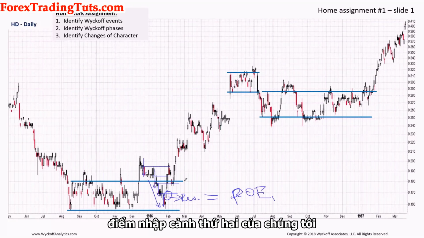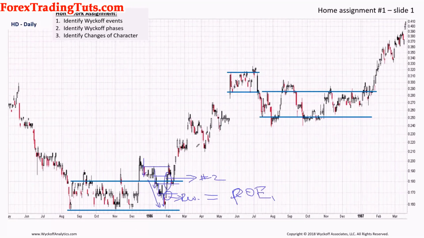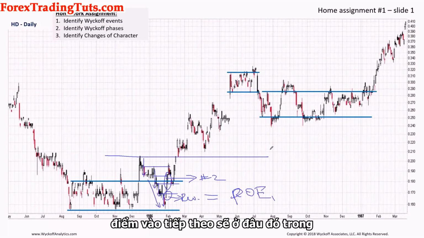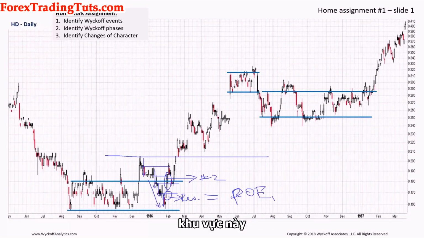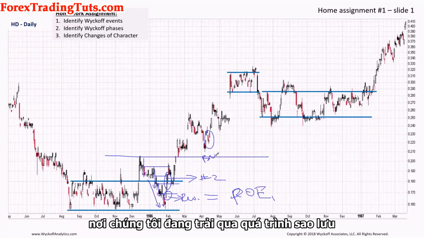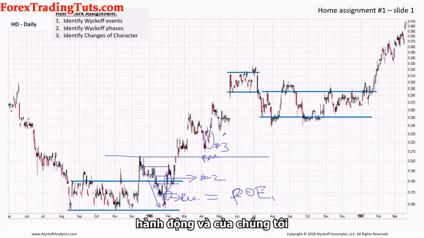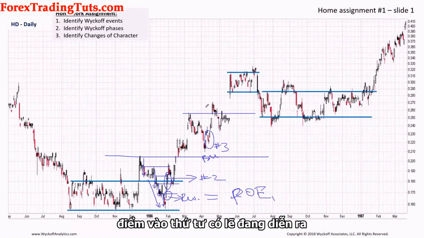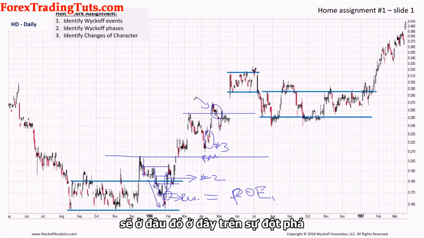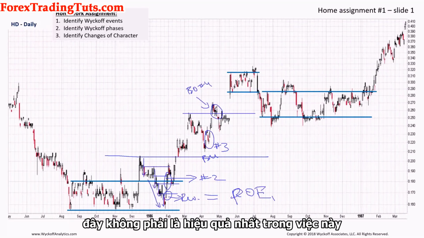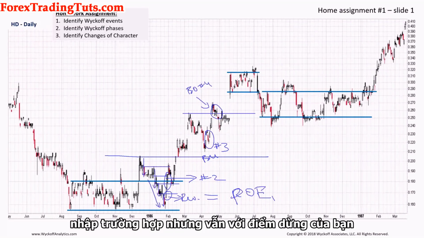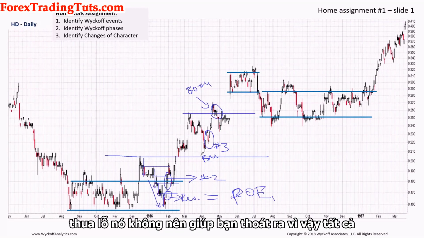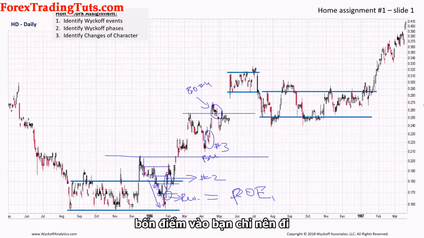Our second point of entry could be this bar right here. Our next point of entry will be somewhere in this area where we are experiencing a backing up action. And our fourth point of entry is probably going to be somewhere here on the breakout. This was not the most efficient entry in this case, but still with your stop losses it shouldn't get you out, so all four points of entry you should just go through.